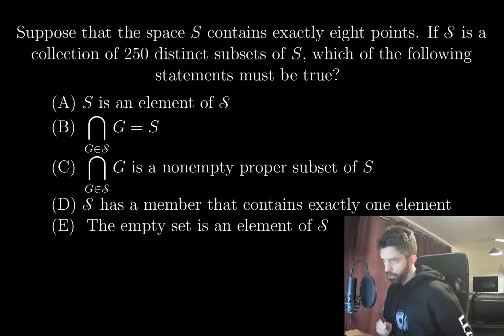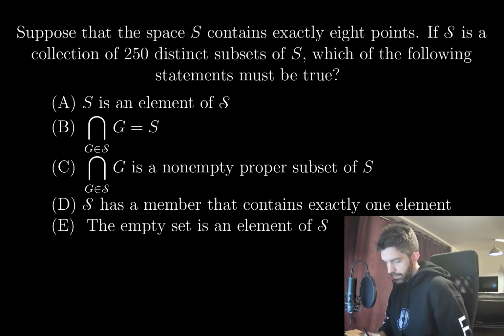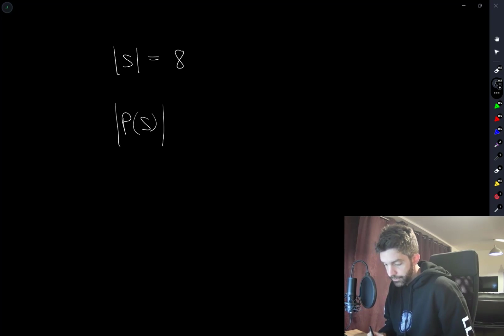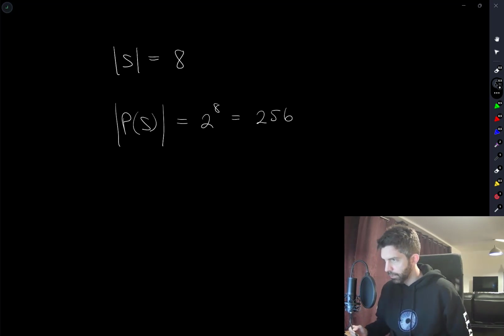Okay, so part of the key here is that if the cardinality of S is equal to 8, then the cardinality of the power set, I'll just write P of S, the total number of subsets of S, is equal to 2 to the 8, which is 256.